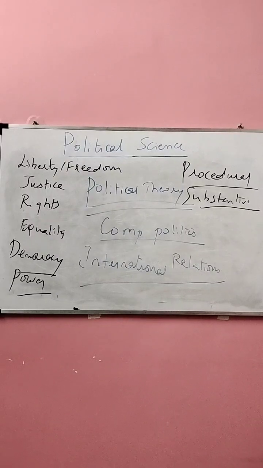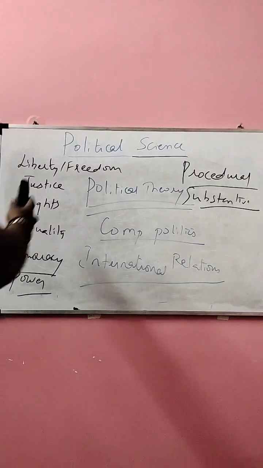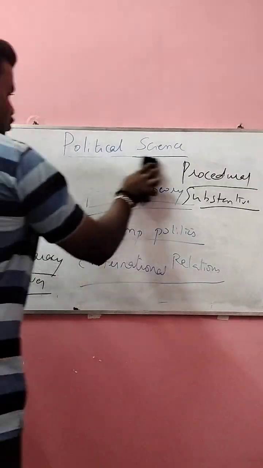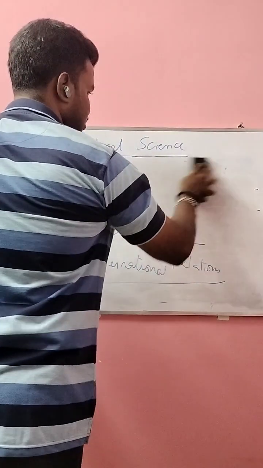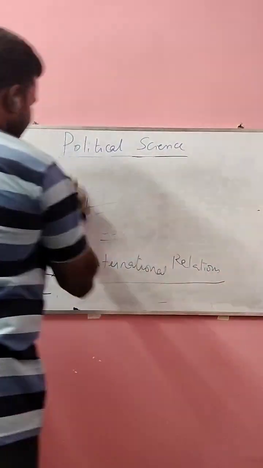What is this grid called? This is a political science grid. The grid is nothing but the subject, political science. Under the grid, you are going to associate the six key concepts and we are going to interrelate them based on procedural and substantive. I want all of you to note this down. Please draw the political science grid.